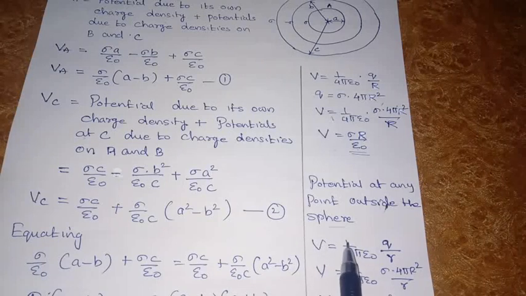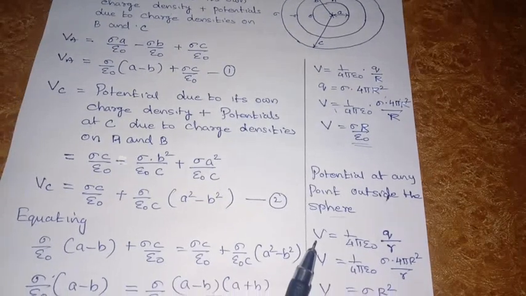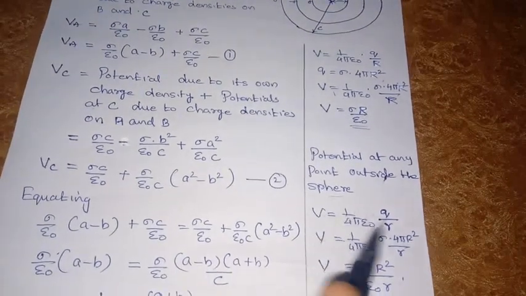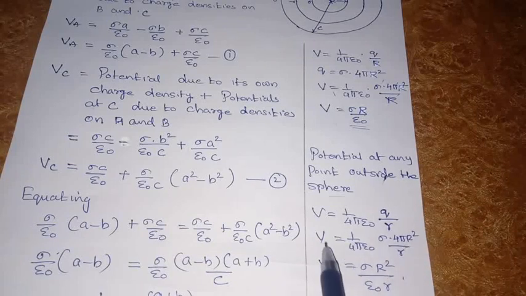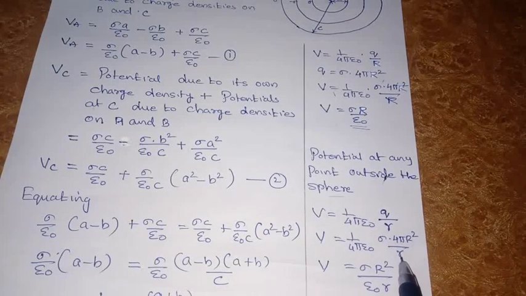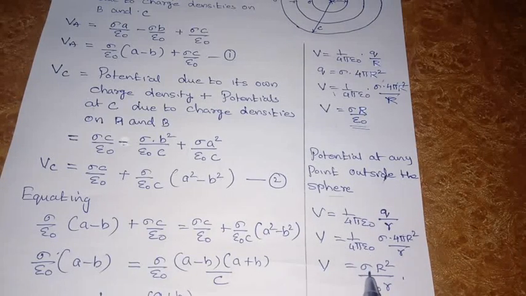V can be written as 1 by 4 pi epsilon 0 charge on the sphere divided by distance from the center to that point. This is not a radius. If it is radius, it is the potential due to potential on the surface only. This is at any point outside the sphere. Now what is Q? Q is sigma into 4 pi r square. Therefore potential can be written as V is equal to 1 by 4 pi epsilon 0 into sigma into 4 pi r square divided by r. 4 pi cancels. What remains is sigma r square divided by epsilon 0 r.